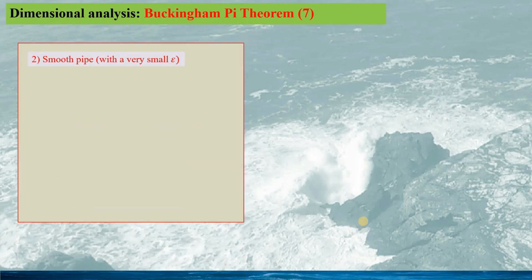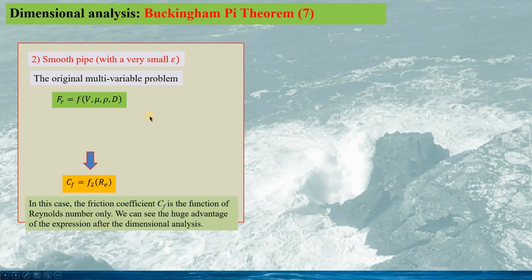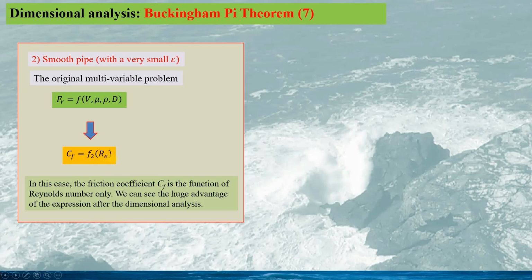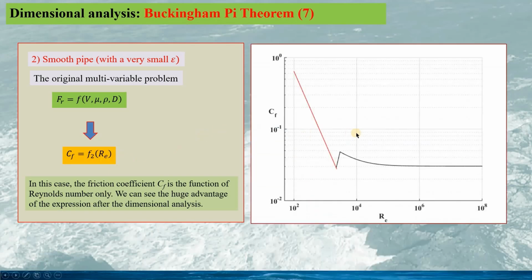A more significant simplification can be seen if the pipe is smooth. For instance, for the very popular PVC pipes. In such a case, the wall roughness would not be a parameter for the fluid friction. As such, the friction coefficient CF would be a function of Reynolds number only, and the result can be presented as this simple plot. So here we can see the huge advantage of the expression after the dimensional analysis.